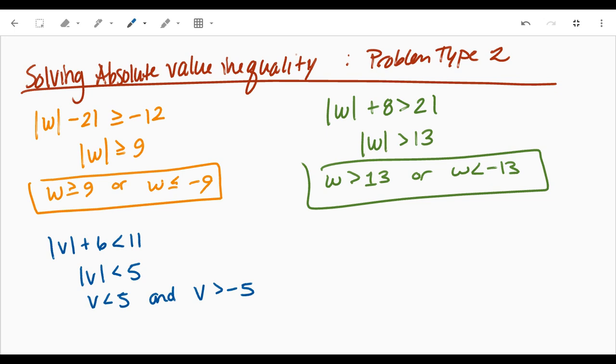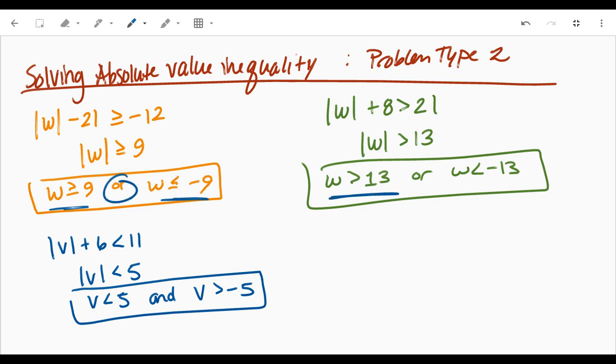Okay, so you can kind of look at the signs here too to tell if it's going to be or and. If it's greater than the positive number and less than the negative number, we're going to have or. Right? Greater than the positive, less than the negative, it's going to be or. If it's less than the positive and greater than the negative, that means we're between those two numbers and it's going to be and. Okay.